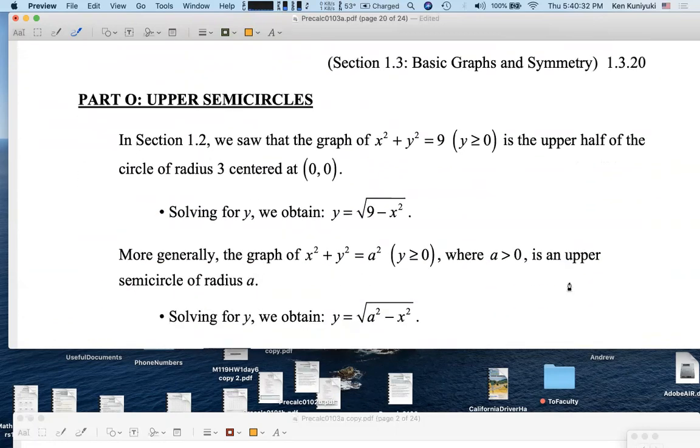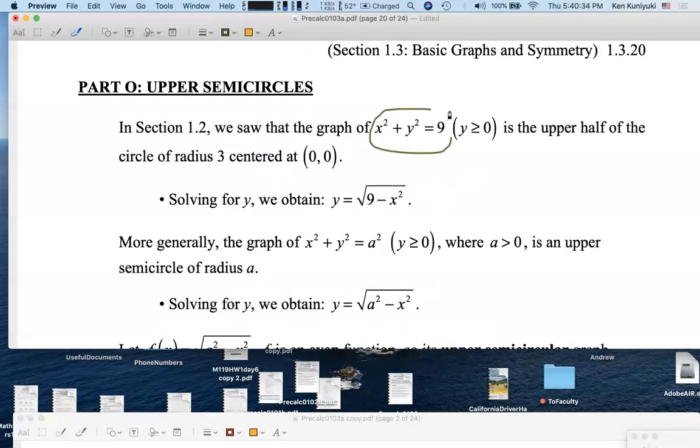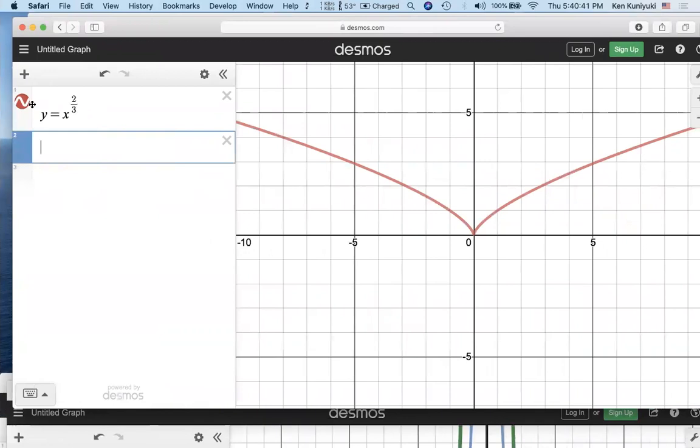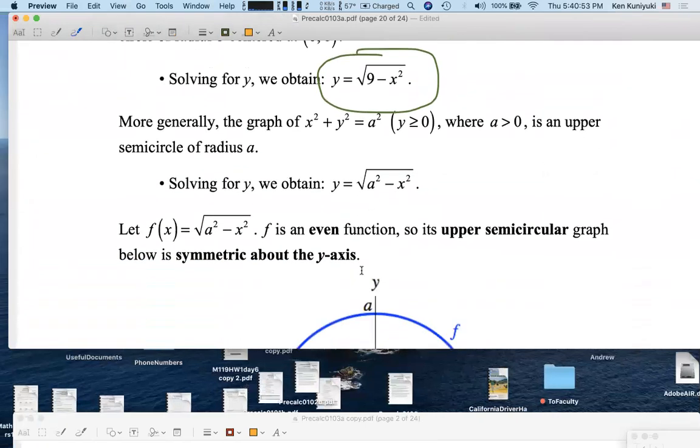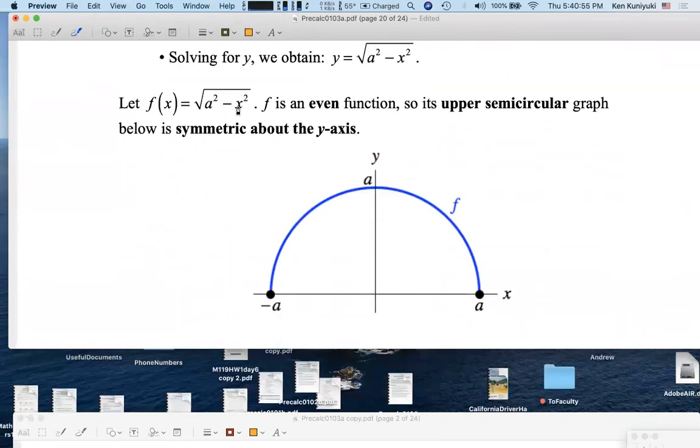Upper semicircles. Remember when you took this equation, solved for y, took the non-negative root, y equals root 9 minus x squared. Remember, y equals square root of 9 minus x squared. That was the upper half of a circle of radius 3, centered at the origin. In general, if you have y equals the square root of a squared minus x squared, where a is positive, you get an upper semicircle of radius a, the upper half of a circle centered at the origin. Remember this form.